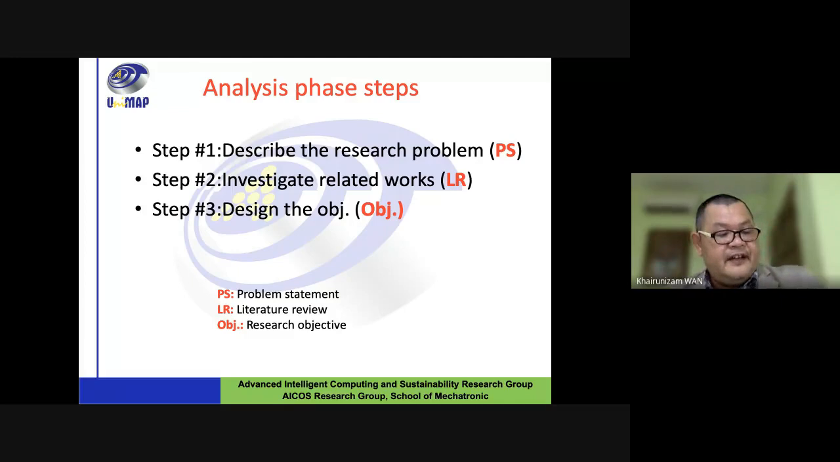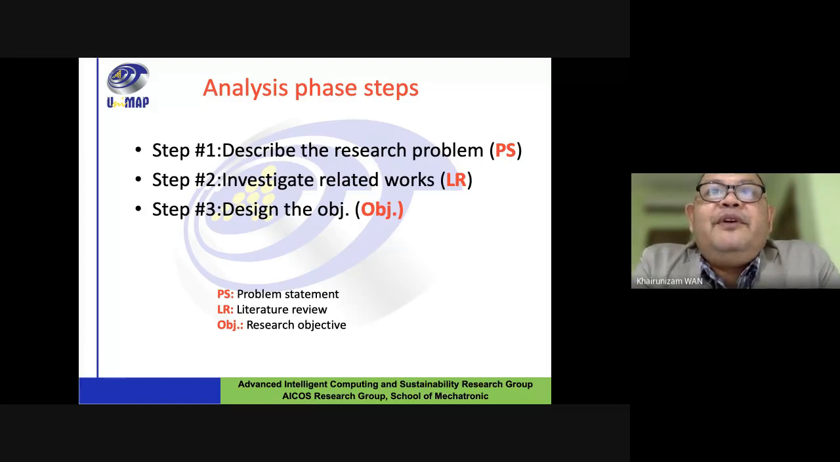Okay, the analysis phase has 3 steps. The first one is to describe the research problem. How to describe the research problem? As I mentioned before, you have to do the literature search. PS is the problem statement. You have to read the articles published by the previous researchers and analyze the findings from the articles. Step 2, you have to investigate related work. This is the literature review, and you have to conduct a good literature review.